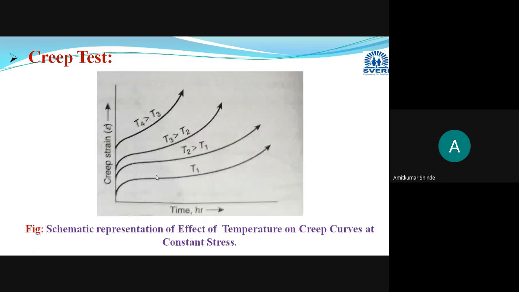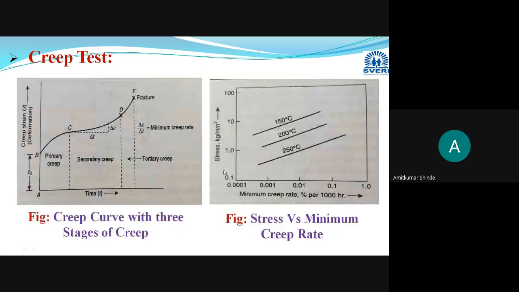And this is the effect on the minimum creep rate, the combined effect of stress and temperature. Here we have used three different temperatures: 150 degrees Celsius, 200 degrees Celsius, and 250 degrees Celsius. You can write any values here in increasing order.